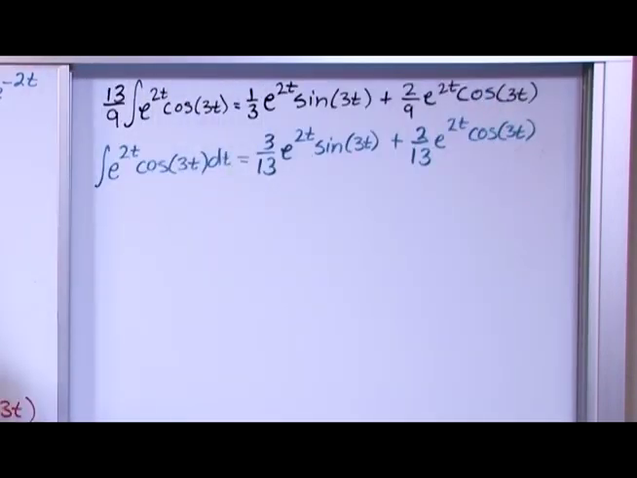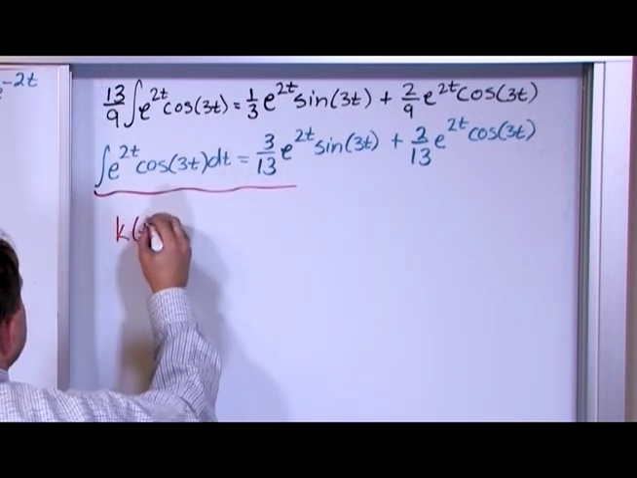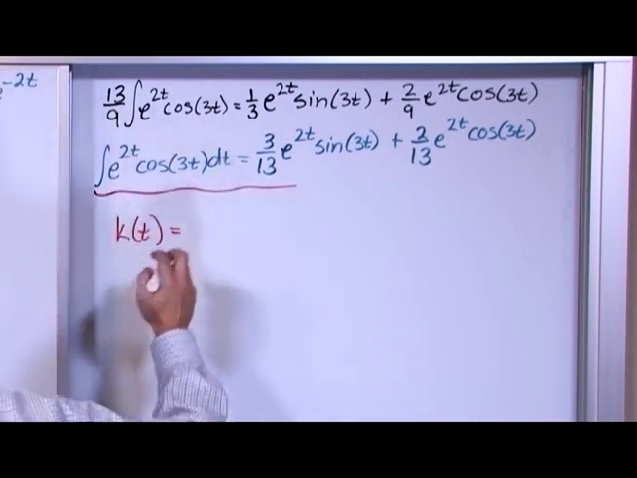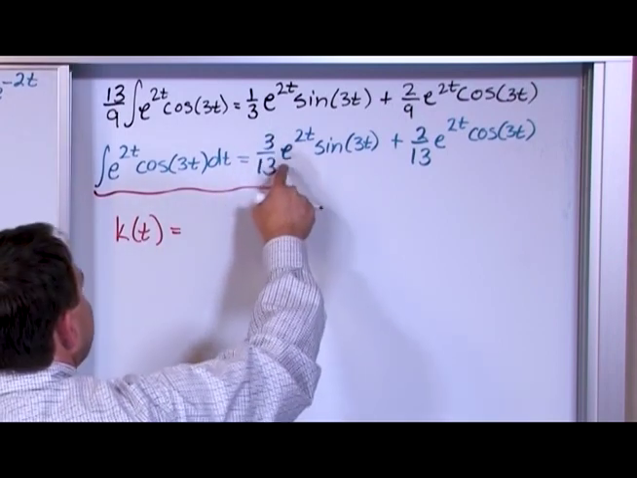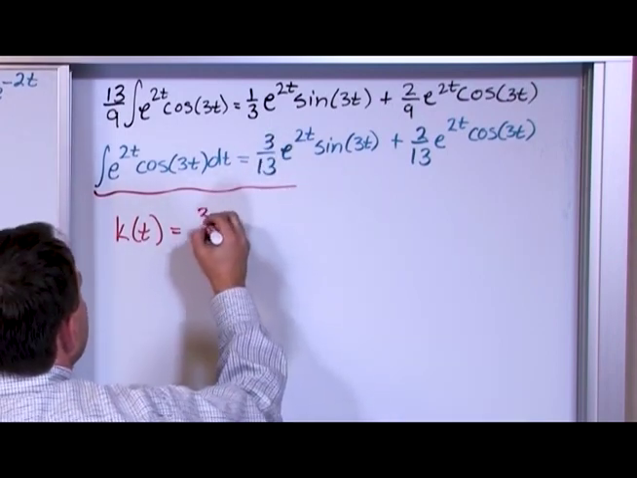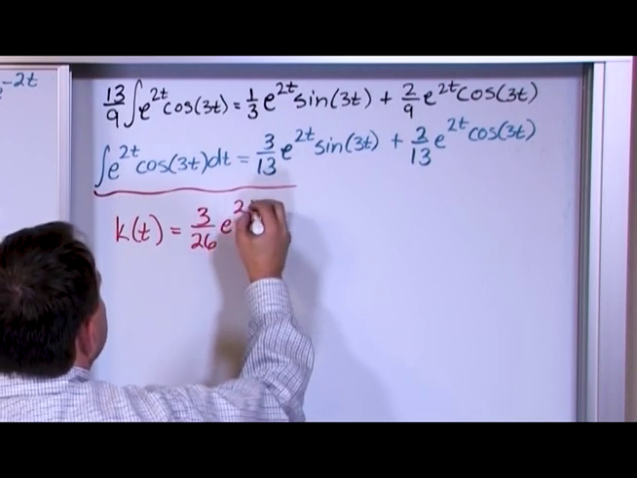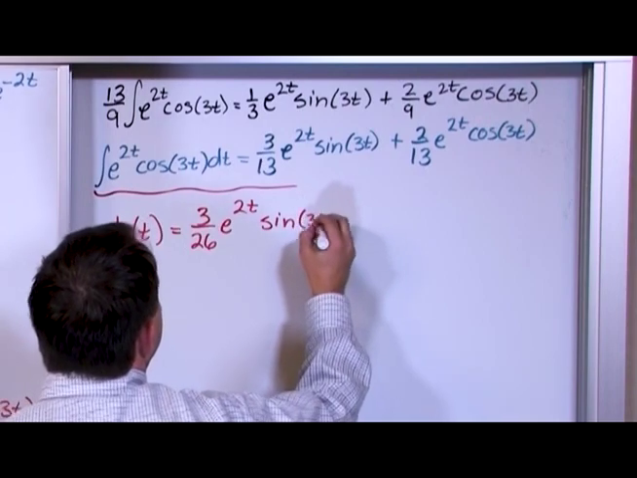So all we have to do now is say that k of t is equal to 1/2 times this integral. We just said that. So 1/2 times each of these terms. So what's 3/13 times 1/2? It's going to be 3/26 e to the 2t sine 3t.